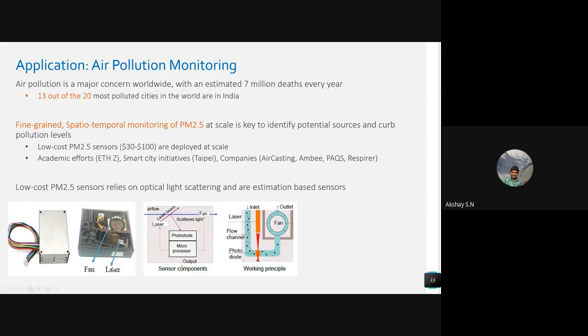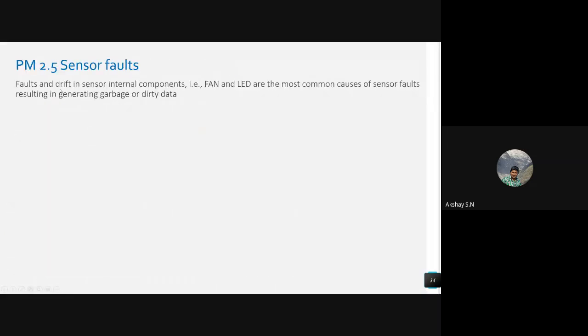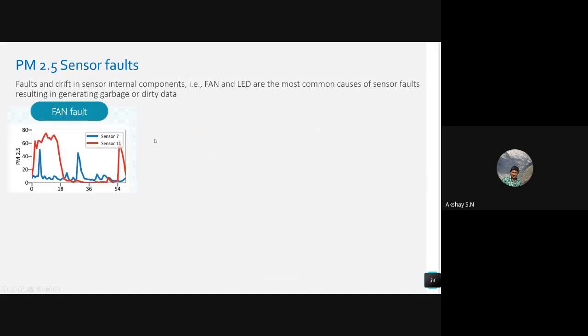If the laser goes bad, then you're no more projecting the laser beam, so you'll always be measuring either a very high value or a very low value. So these are issues that can happen in the sensor. Let's understand that. Basically, in pollution sensors, the major components which can go bad and cause garbage data are the fan and the LED.